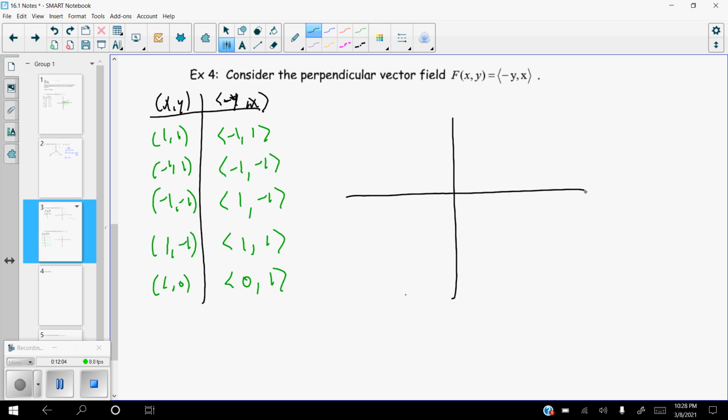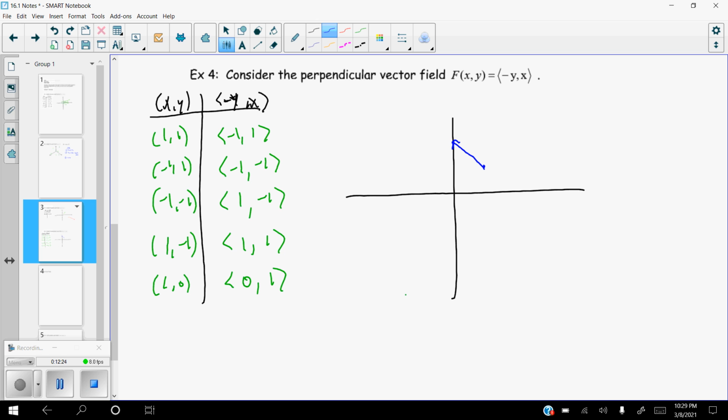let's start at the point 1, 1, which is about right here. The vector itself is negative 1, positive 1. So we go backwards 1 and then up 1 on the x-axis. So it looks something like that.